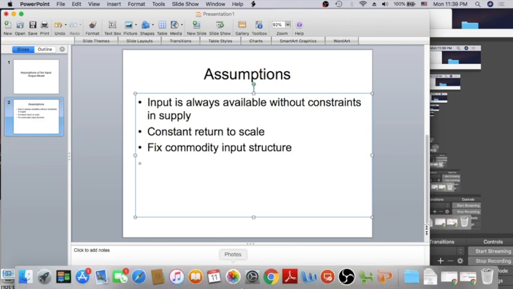The third assumption about the input-output model is a kind of fixed commodity input structure. The fixed commodity input structure is similar to constant returns to scale, but the ratio of inputs is assumed to remain the same as it was during the observed study period, irrespective of changes in price of some items.